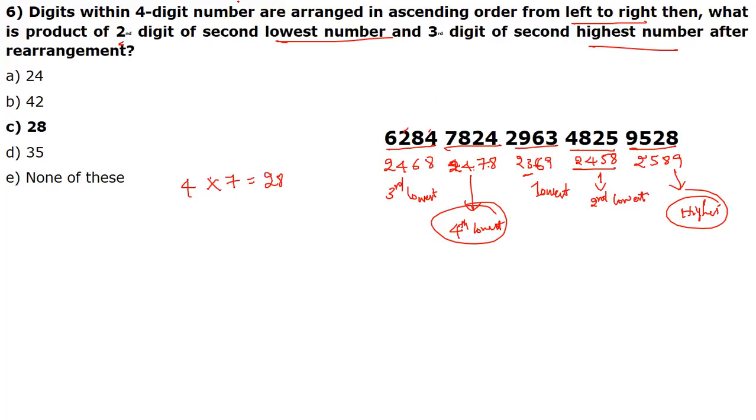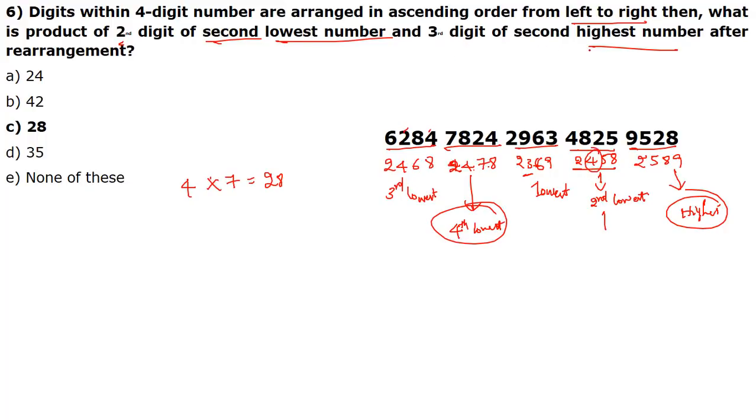I repeat. The digits within 4 digit numbers are arranged in ascending order from left to right. That is done here. What is the product of the second digit of the second lowest number? We need to take the second lowest number out of this. The second digit would be 4 here. I hope you got it.